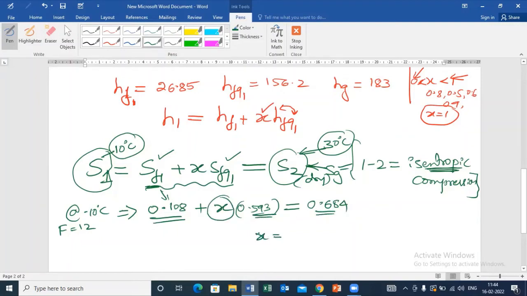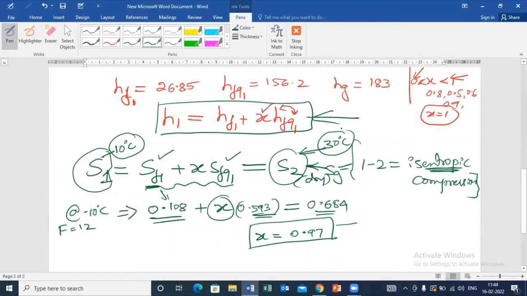So calculate X, that I will get as 0.97. Okay, if you have a calculator, you calculate and cross check the answers. So X is nothing but the dryness fraction at point number 1, that is 0.97. This value I will substitute in the H1 equation here.